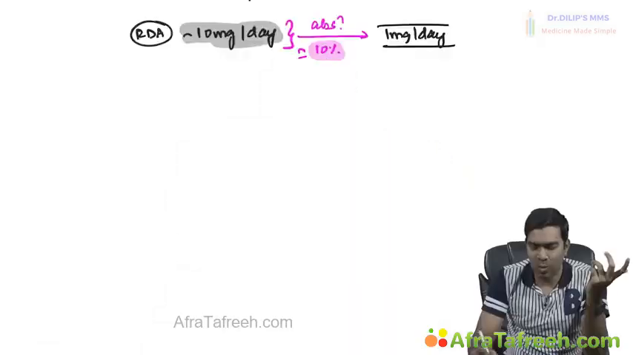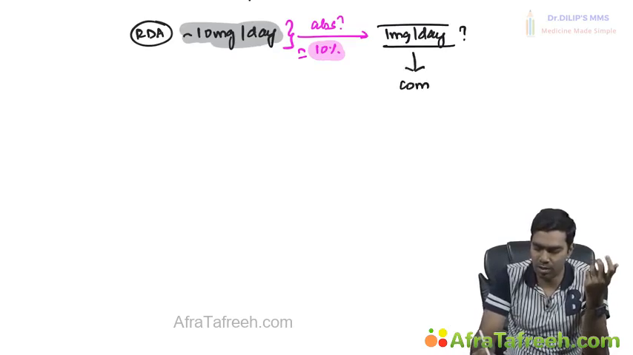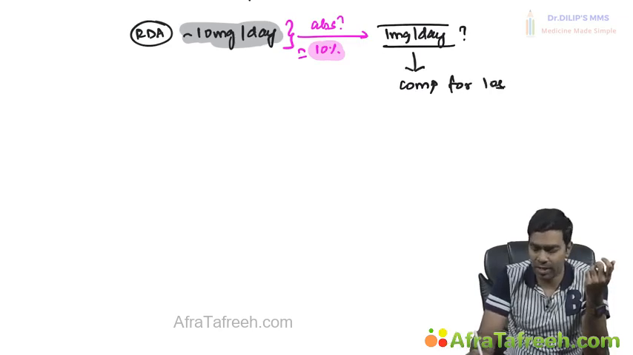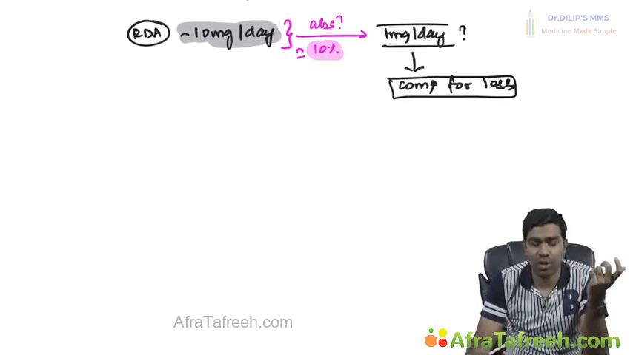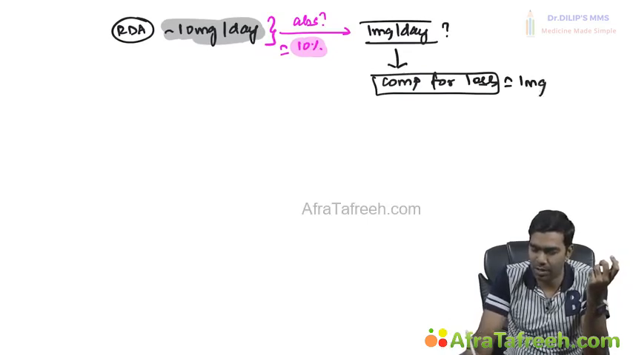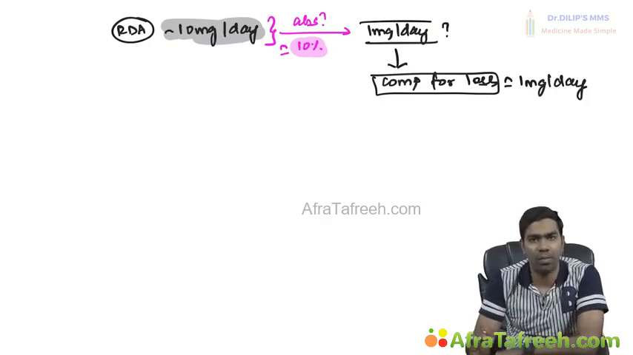So why is this 1 milligram per day needed? Because it is needed to compensate for the losses. This is a very tightly regulated mechanism. This 1 milligram per day is absorbed to compensate for the loss, which means the loss from the body is approximately 1 milligram per day.